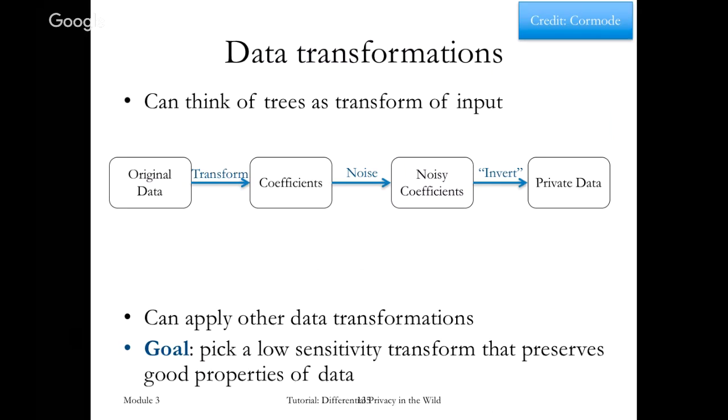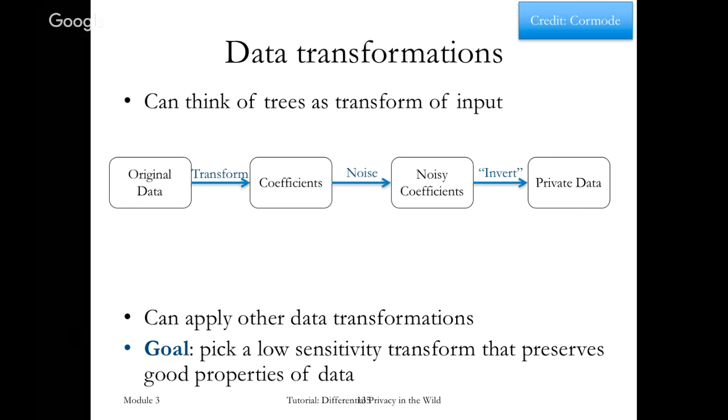But this tree example is really just an example of a more general pattern of doing a data transformation, and there are a lot of different techniques that follow this basic pattern. You have your original data, you transform it in some way and get a collection of coefficients. With the tree, those are the noisy counts in the quad tree structure. We can add noise to those for privacy. Now we have a set of noisy coefficients, and it's safe to release those. We've satisfied differential privacy. But we can also take those coefficients and invert them using statistical inference and get back some private data set.